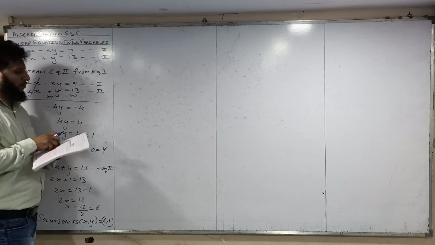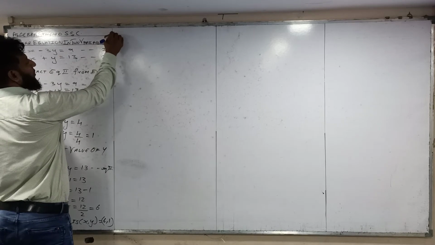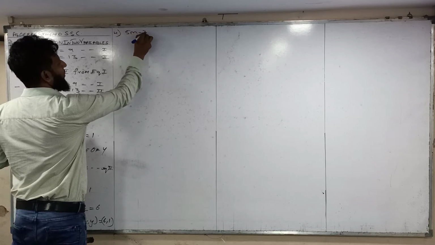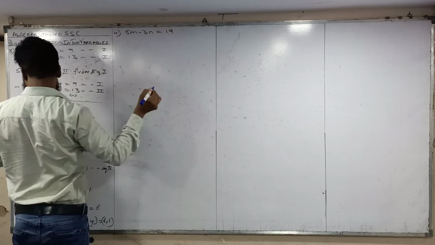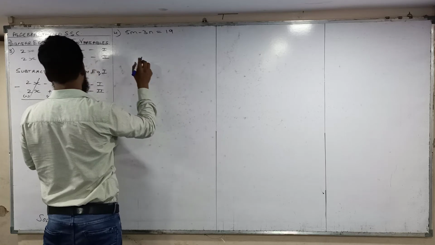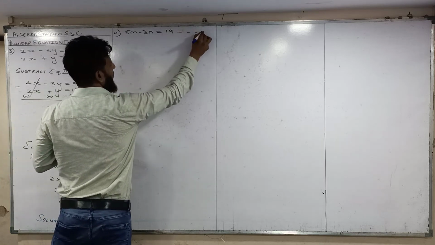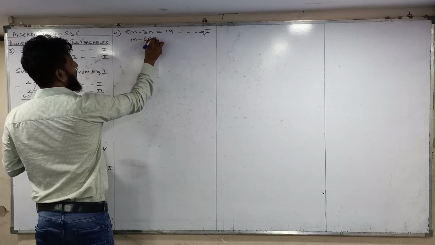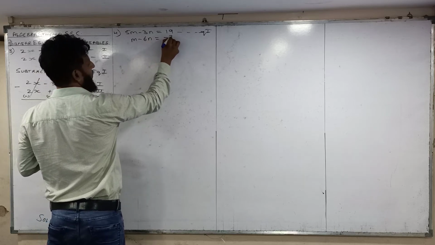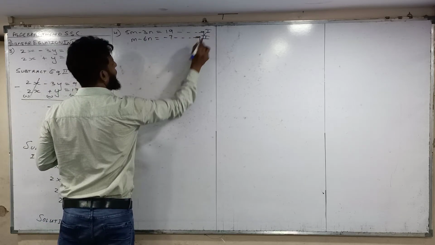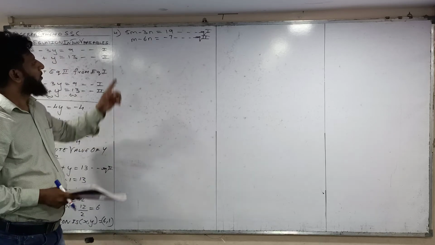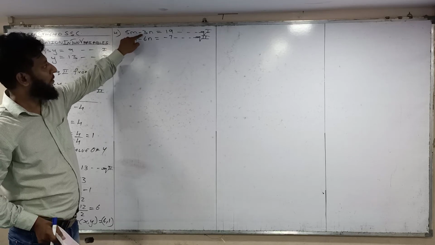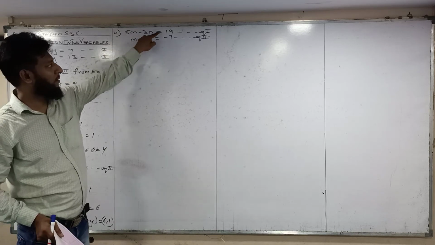Question number 4. Okay, this is your fourth question. 5m minus 3n is equal to 19, this is equation 1. m minus 6n is equal to minus 7, equation 2. So we can see the values: this is 5m and this is minus 3n, and this is 6 and this is 19 and 7.